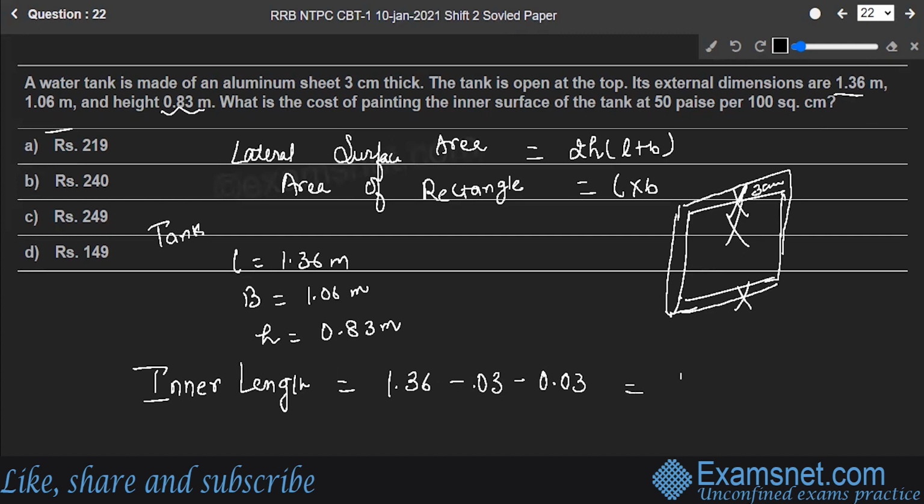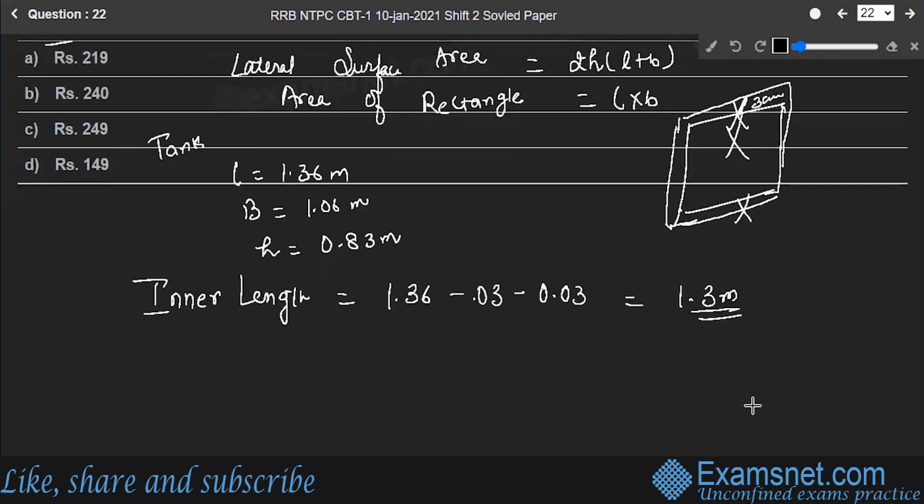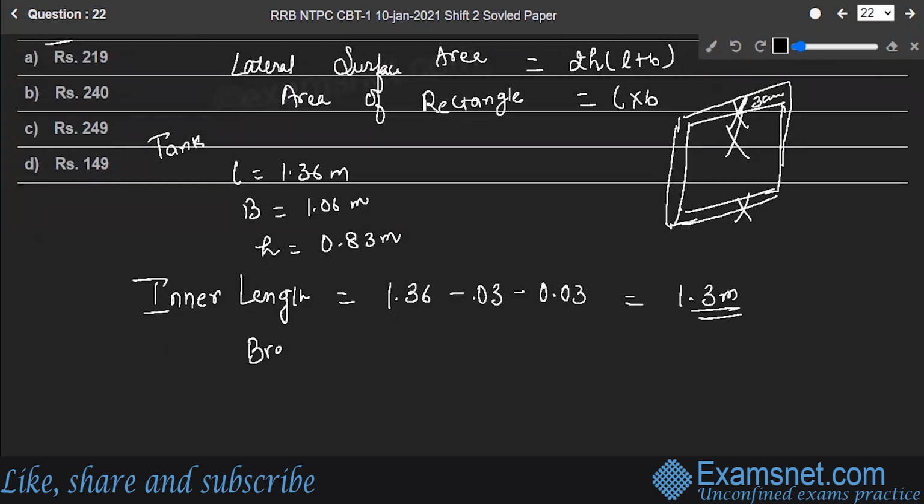Okay. And this is equal to 1.3 meters only. Next, inner breadth. This is 1.06 minus 0.03. Actually, 3 centimeter is equal to 0.03 meters. Minus 0.03, this will give you 1 meter.